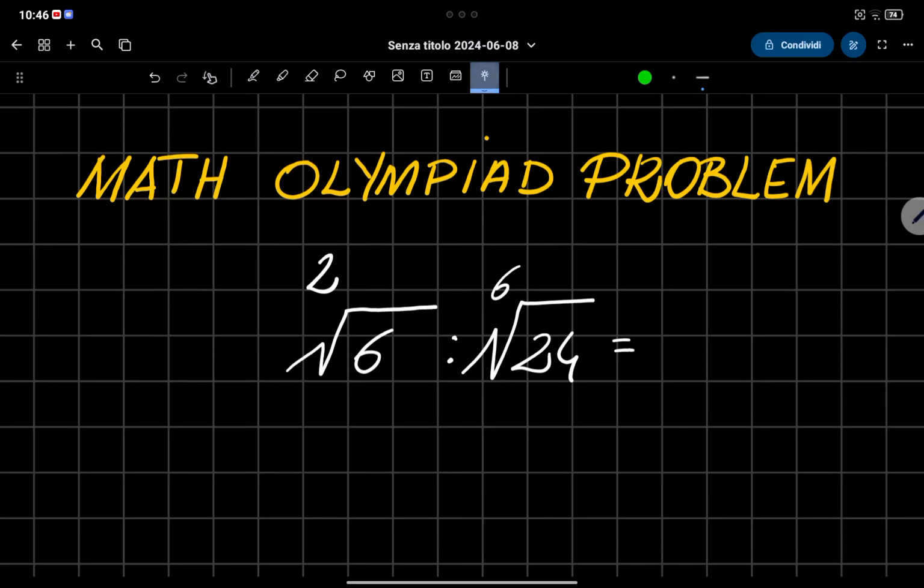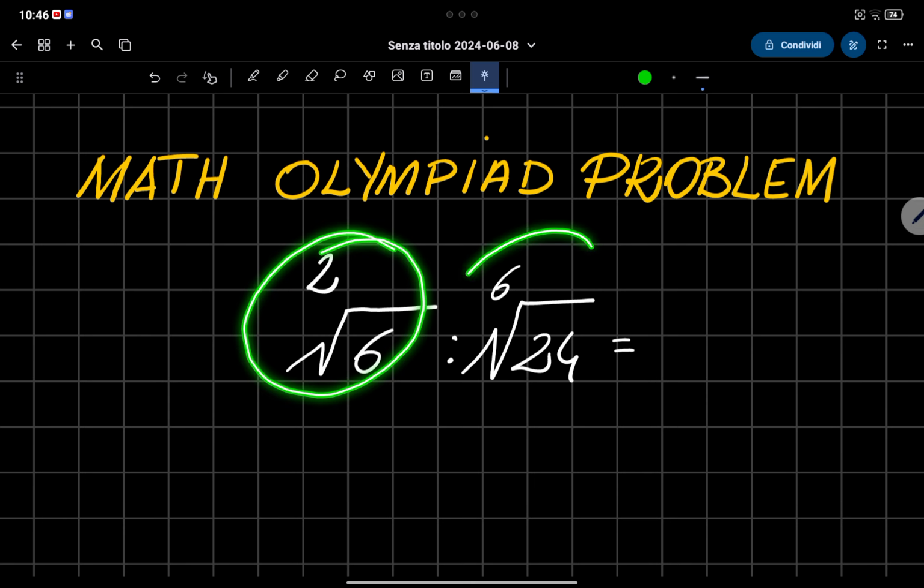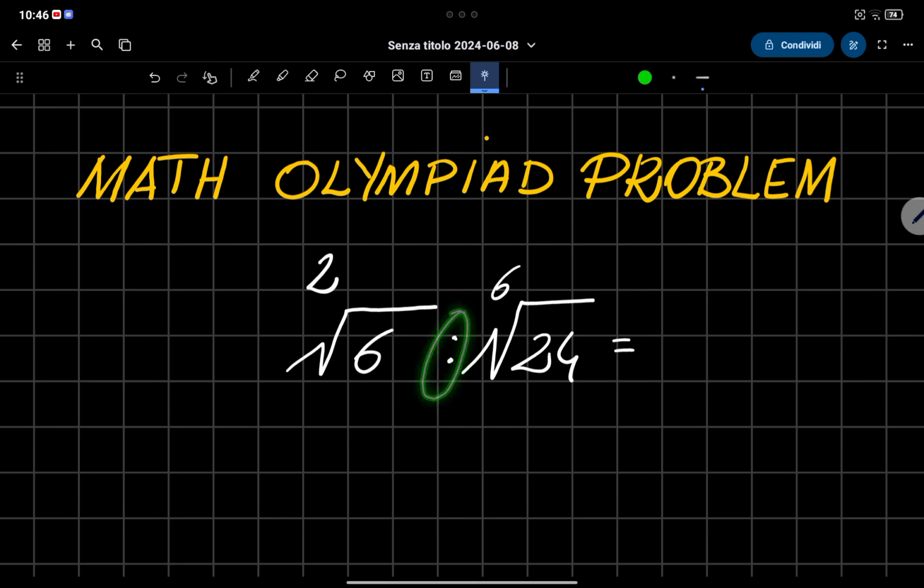Hi everyone! Today we will do the division. We will work on the division of two radicals. The square root of 6 divided by the sixth root of 24.